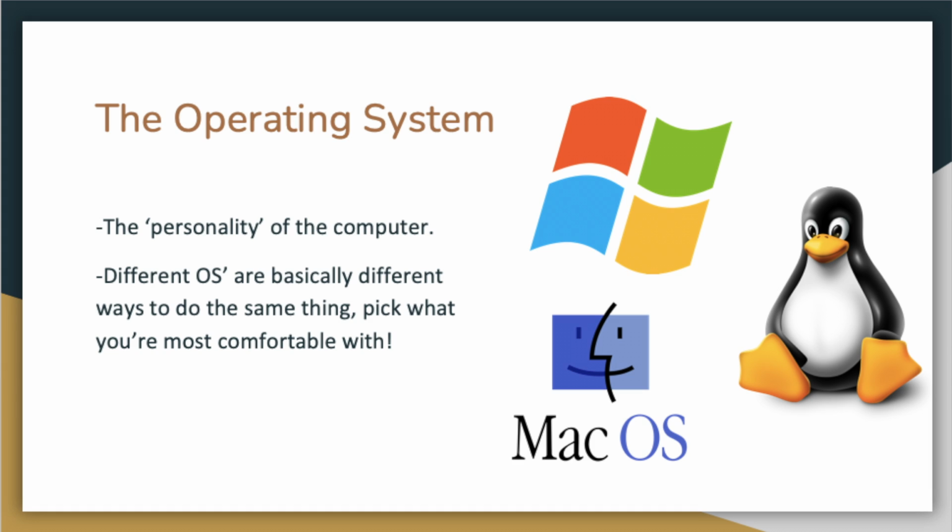The operating system, or the OS, can be compared to the personality of your computer. This is the software that's going to manage all of the other software and hardware on your computer. The most common OS that you'll probably know is Microsoft Windows or Apple Mac OS. Some people like Linux, but nobody really cares about Linux. It's dead in the water.